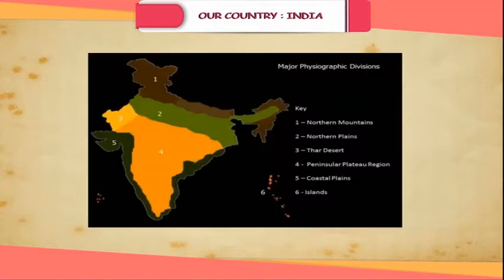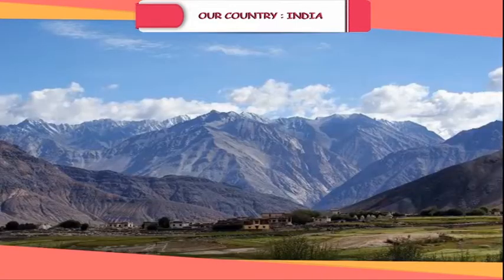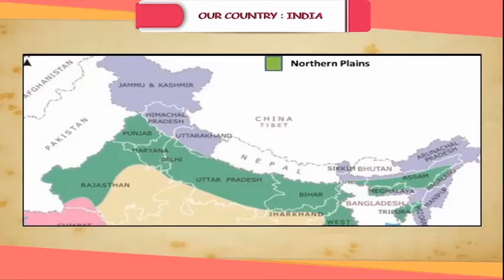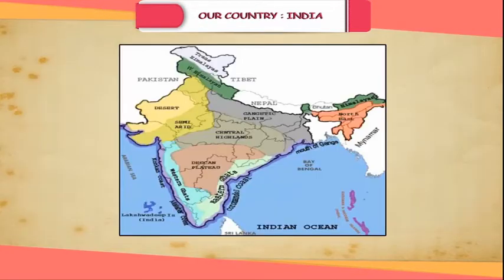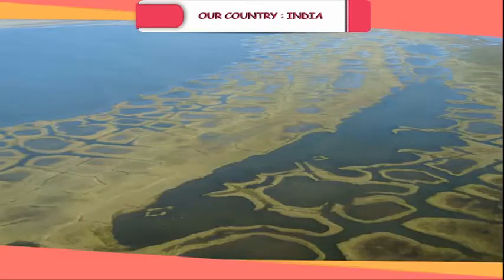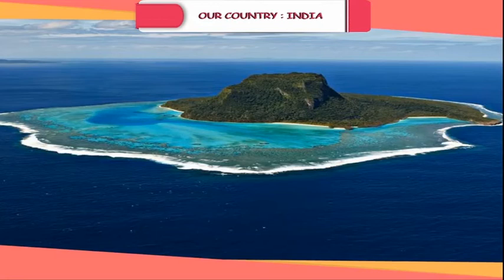Physical divisions. The 5 broad physical divisions of India are the following: A. The Northern Mountains, B. The North Indian Plains, C. The Peninsula Plateau and the Indian Desert, D. The coastal plains, E. The islands.